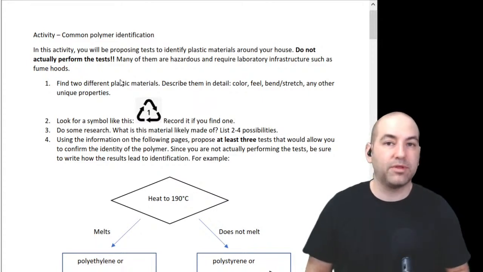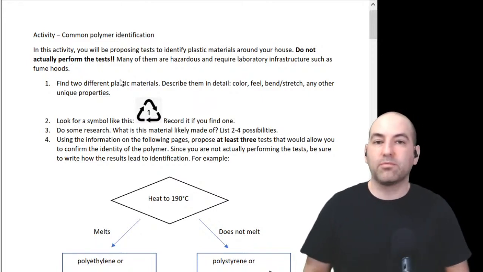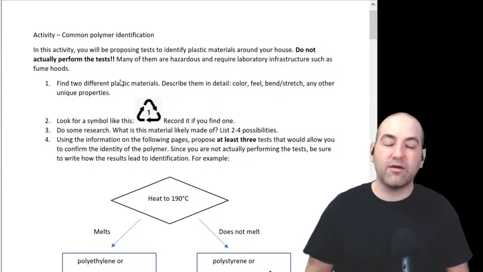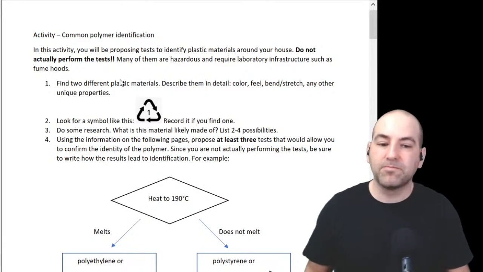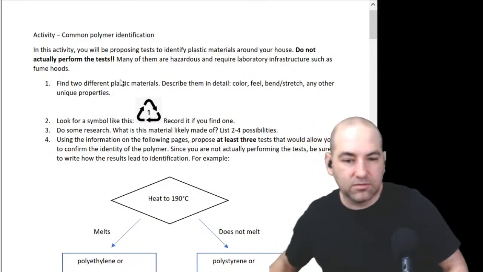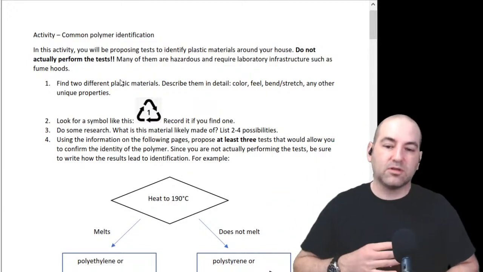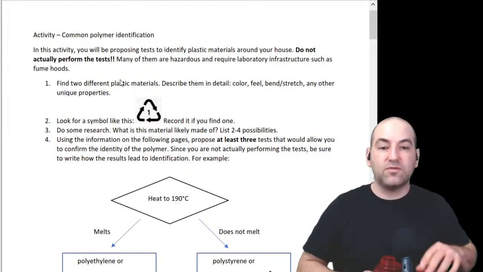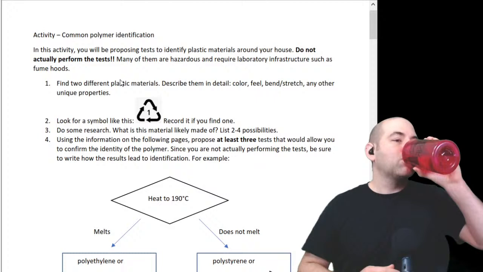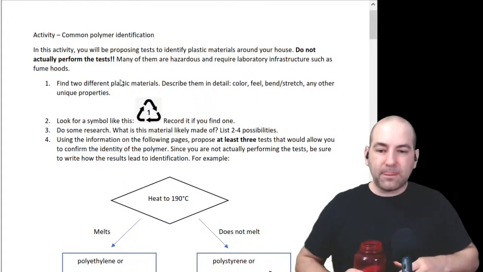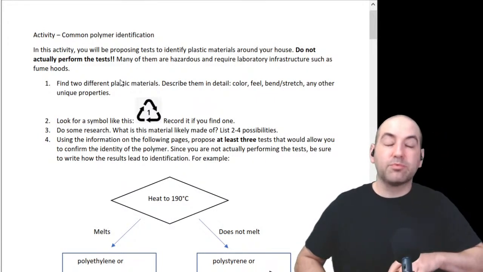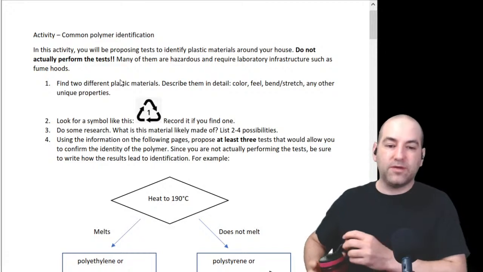And let's say you want to make a replacement part, or you want to make sure that the replacement has the same properties or whatever, then you have to identify it. So sometimes that's fairly easy. If you have a little symbol on the bottom, you can look up that symbol and at least get a guess. But even if you do have that, I want you to propose some tests of how you would figure that out.